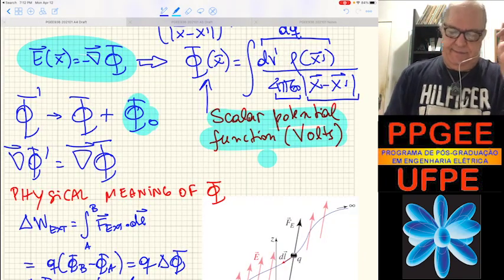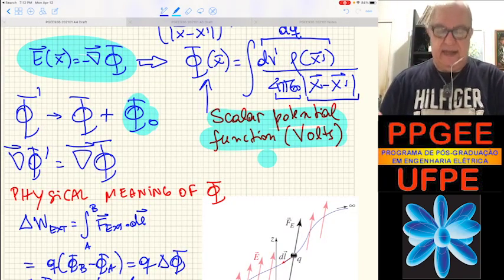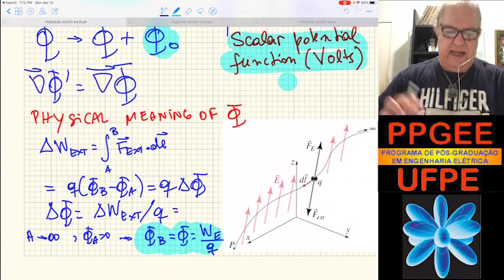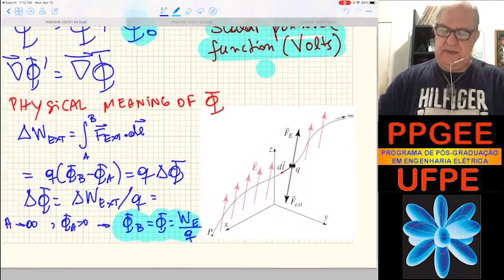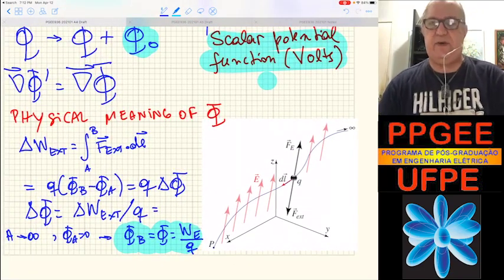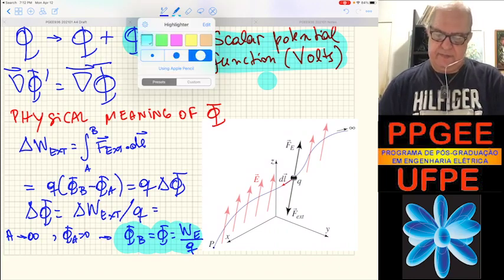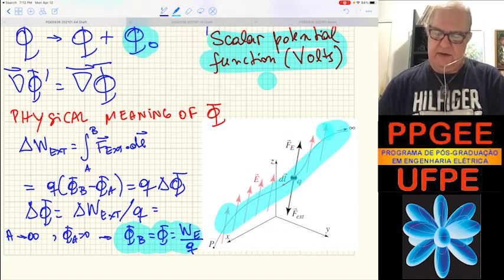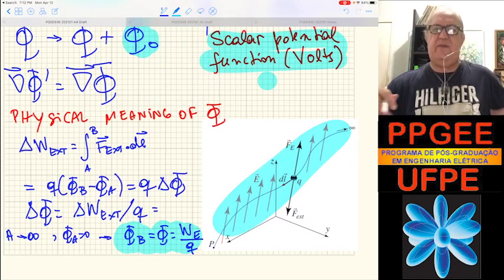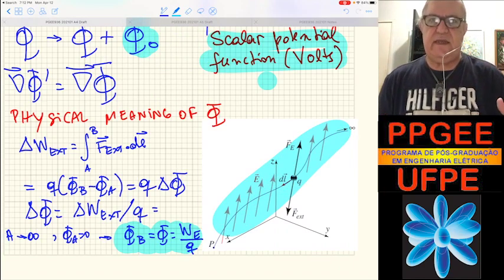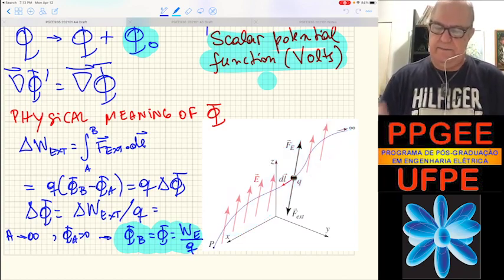So, let's look at the potential function in the way it is. Let's look at the work. Assume that we have a point charge. We have a field region here, okay? Permeated by an E field. This E field is created by a charge distribution somewhere, okay?